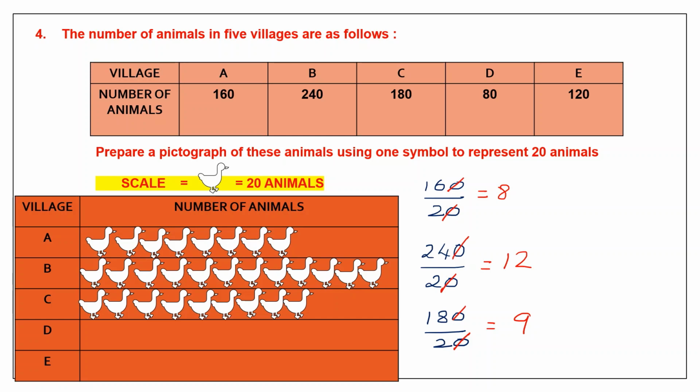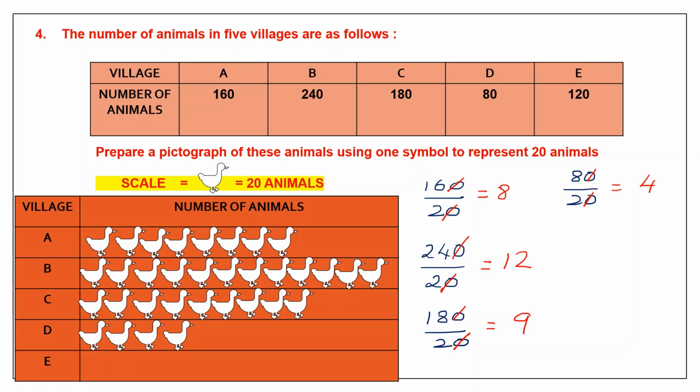Now let's go on to village D. Village D has 80 animals. We're going to divide this by 20. Now we can cancel the zeros. 2 4s are 8. So we have to show 4 animals in village D. 1, 2, 3, 4. So each animal here is representing 20 animals.